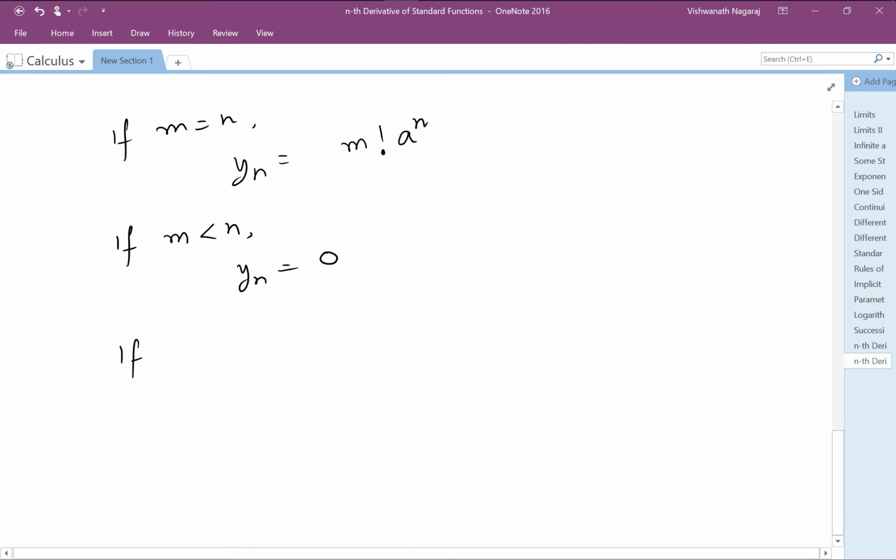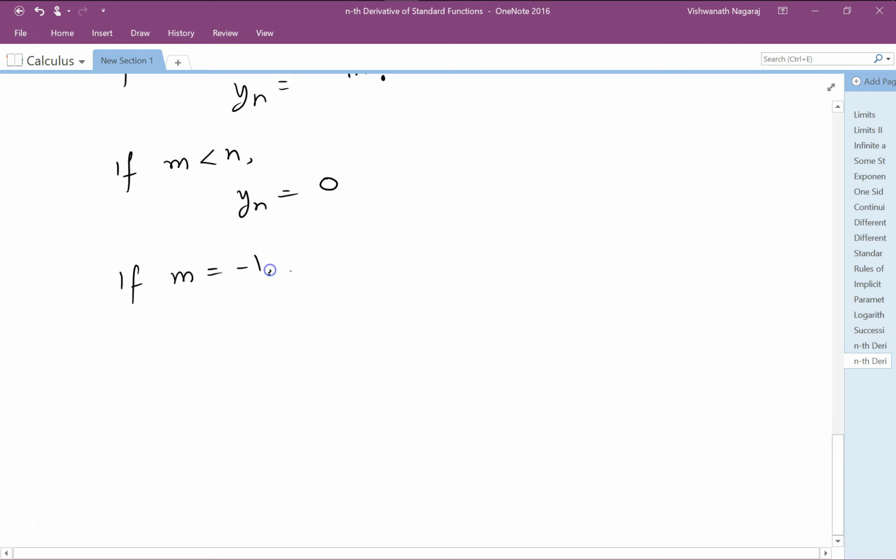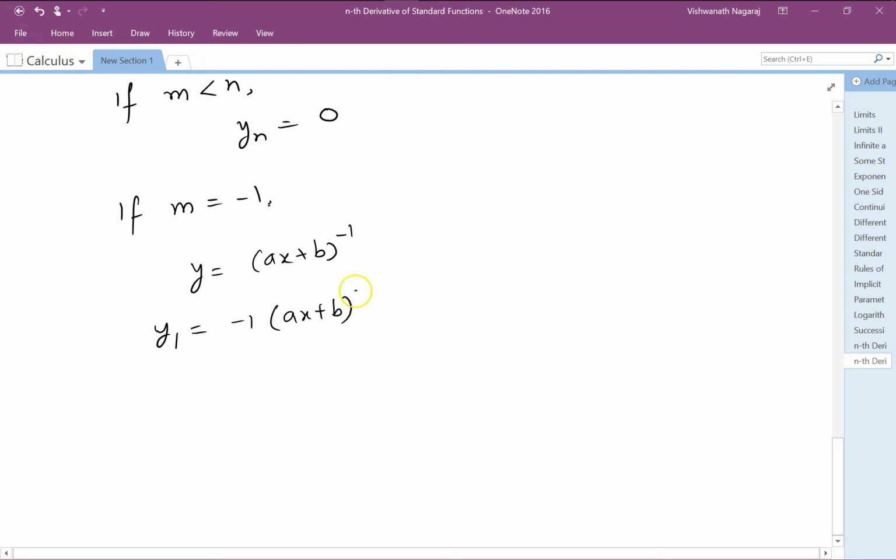Right? Just one special case. If m is equal to minus 1, what happens? Let's see what happens. y is equal to (ax plus b) to the power of minus 1. Right? So y1 would be minus 1 times (ax plus b) to the power of minus 2.